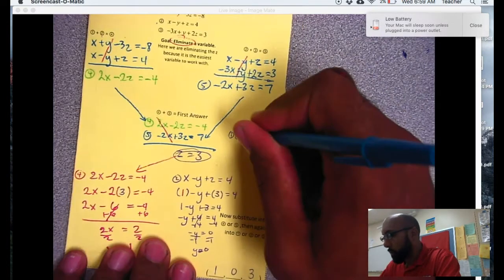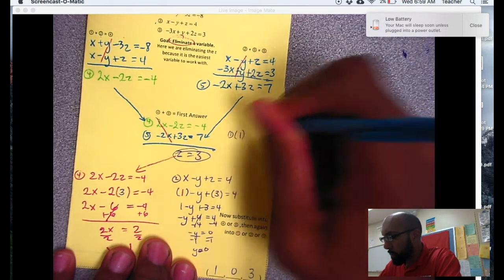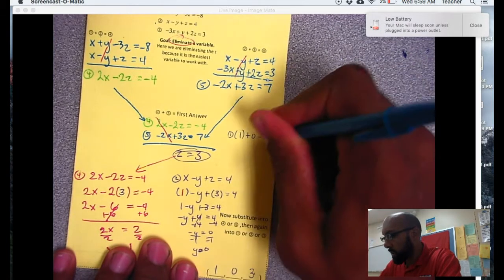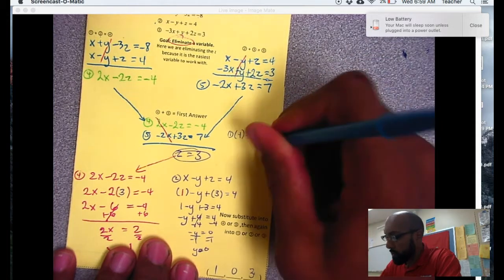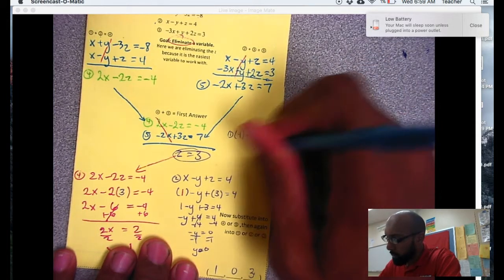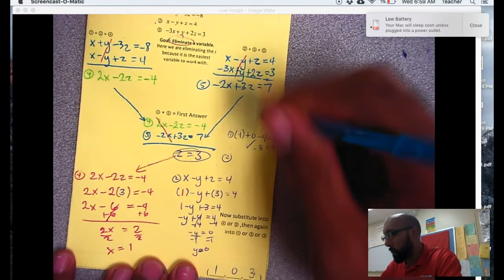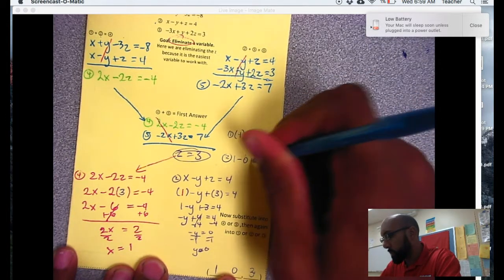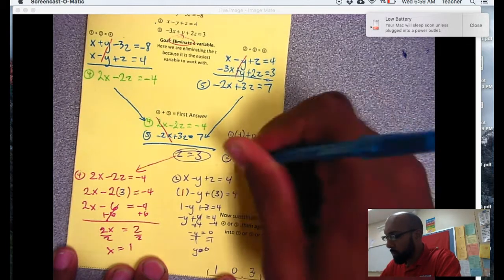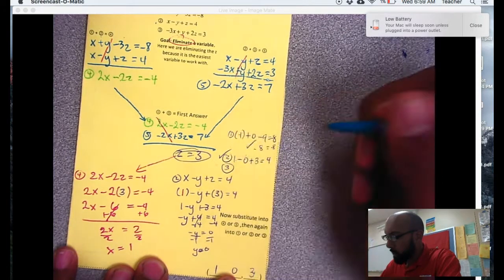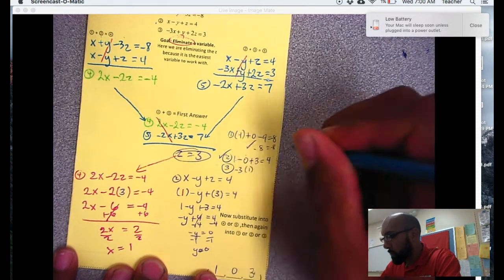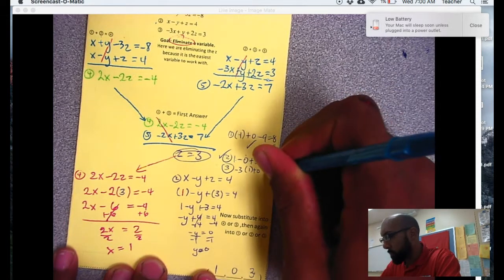Okay, so I have 1, and I really don't need parentheses, plus 0, minus 3 times z, which is 9. Okay, 1 minus 9, negative 8. So that works. Okay, and then we'll do 1 minus y, which is 0, plus z, which is 3, should equal 4. 1 plus 3 is 4. Boom, done. You notice I'm not going to work through every little step. I'm just going to eyeball it and check it. Okay, 3 times 1 plus y, which is 0, plus 2 times 3. That should equal 3.